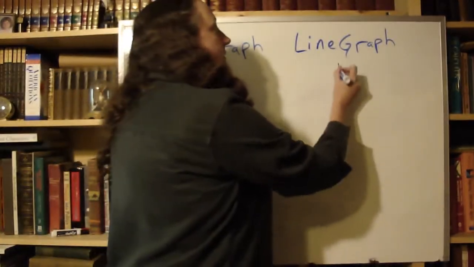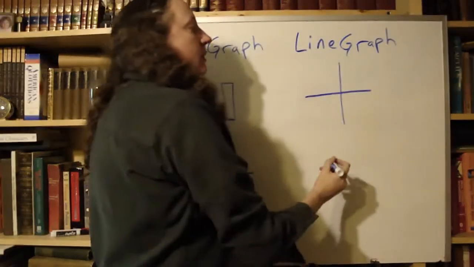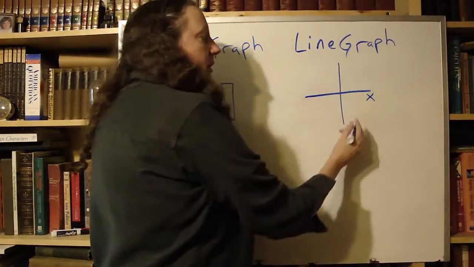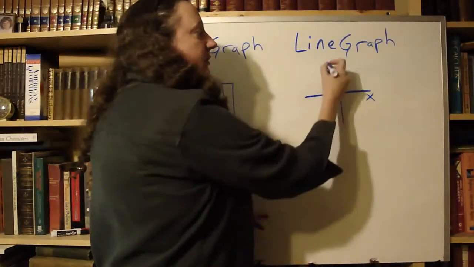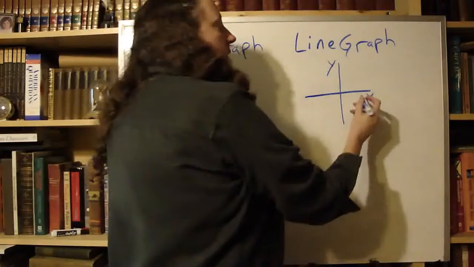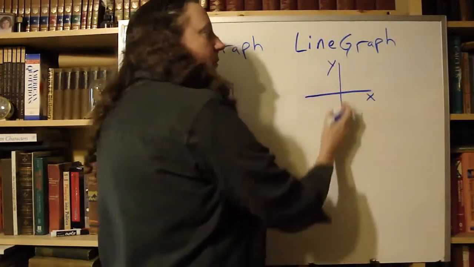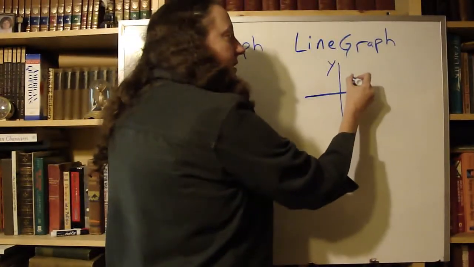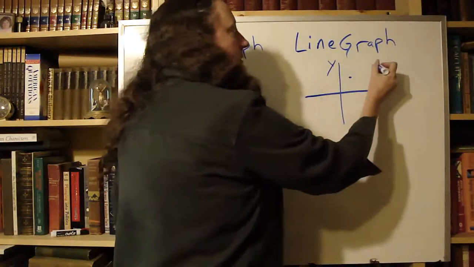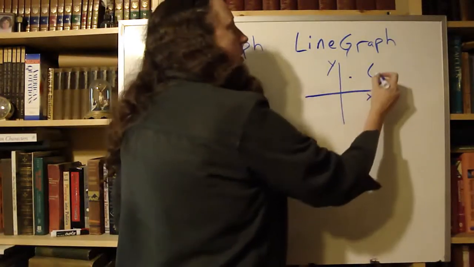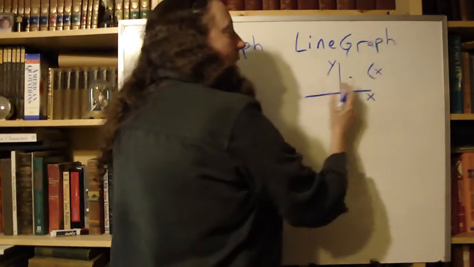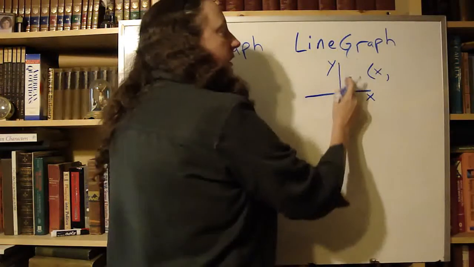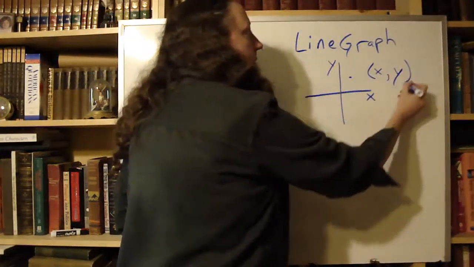For a line graph, also called a scattergram, you have your two axes. You have your x-axis, and you have your y-axis. The x-axis is left and right, the y-axis is up and down. To describe any given point on that graph, you will have an x-coordinate telling you how far left and right it is, and a y-coordinate telling you how far up and down it is.